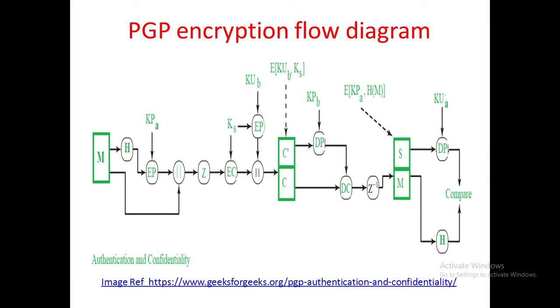If we look at this diagram, we can see that the message is there. M is shown by the message, H by the hash function, EP is for encryption, Z is for the compression algorithm. Again, encryption algorithms we have used. In this diagram, we can see that we have used both symmetric and asymmetric algorithms for encryption in PGP. So we'll go step by step to learn this particular PGP.